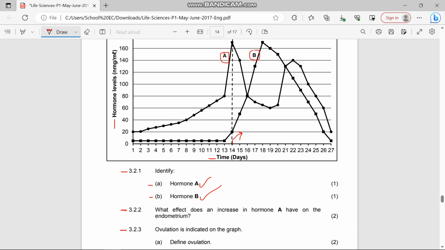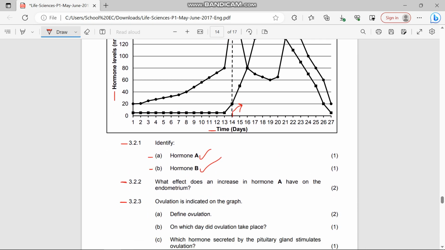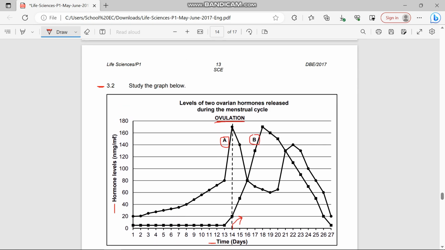Let's move to 3.2.3. The ovulation is indicated on the graph, right? As you can see, the ovulation is up there at day 14. I just told you the day because they are going to ask you about it. So let's define ovulation. What is ovulation? Ovulation is the release of the egg from the ovary or from the Graafian follicle.